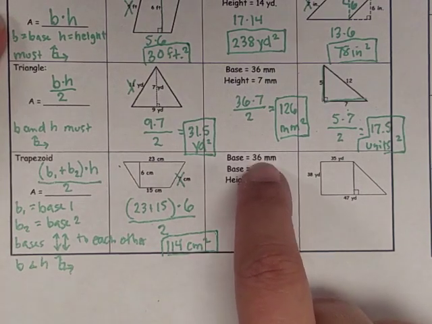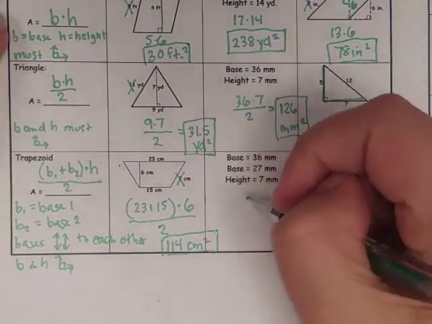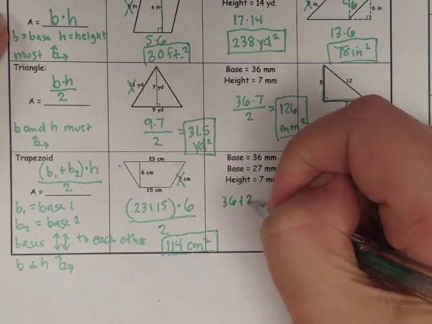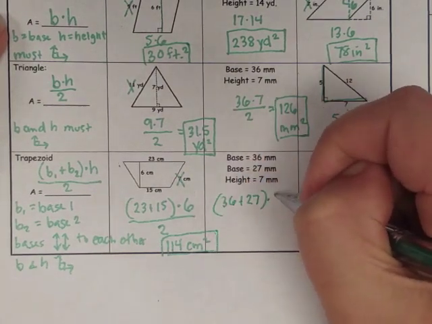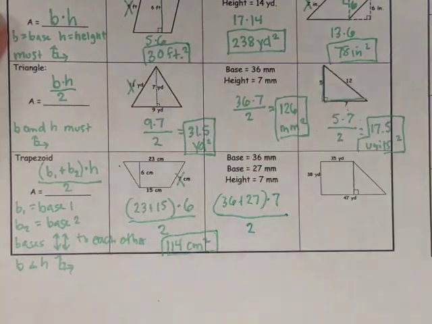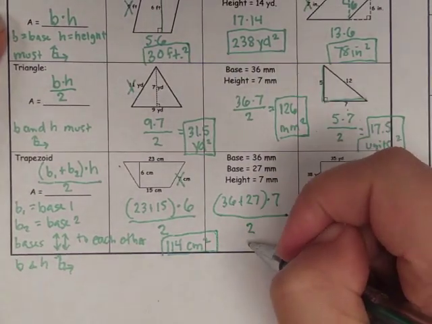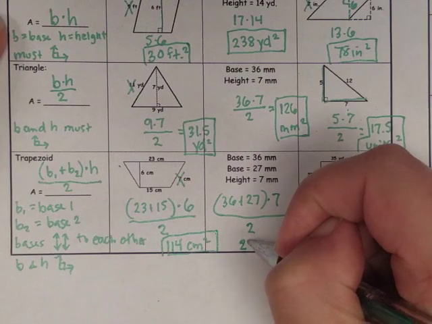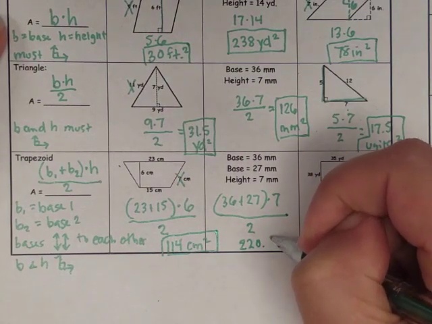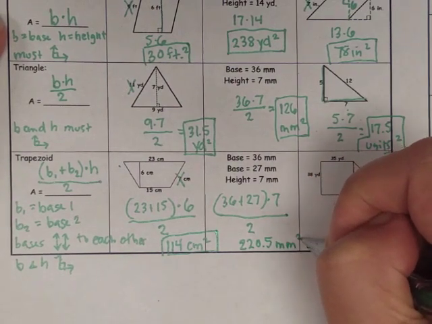All right, here I've got base 1, base 2, and my height. So 36 plus 27, all of that times 7, and then divided by 2. So then when I put all that into my calculator, I get a final answer of 220.5 millimeters squared.